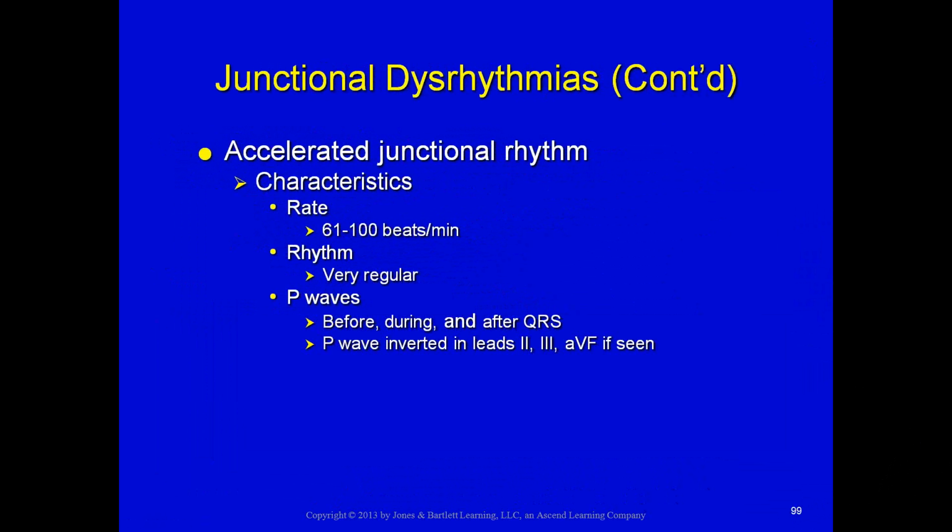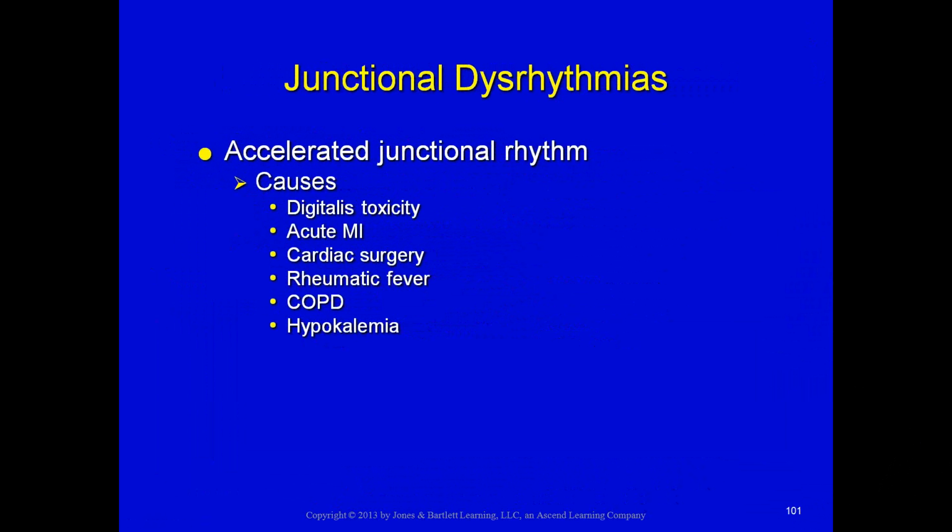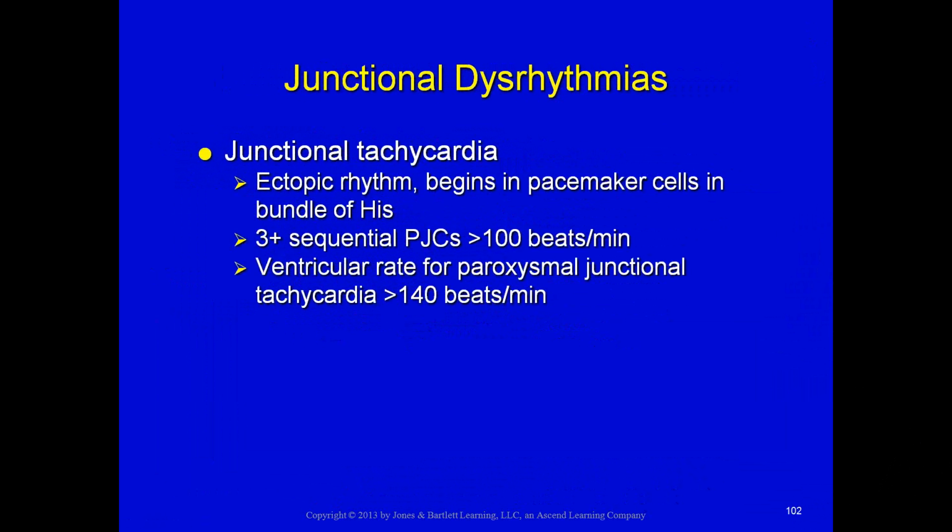The rate is 61 to 100 beats. The rhythm is nice and regular. The P wave may be before, during, or after the QRS. It may be inverted. Short PR interval. No PR interval if you don't have a P wave. The QRS width should be normal. Causes, just like all of them: digitoxicity, acute MI, surgery, rheumatic fever, COPD, hypokalemia.